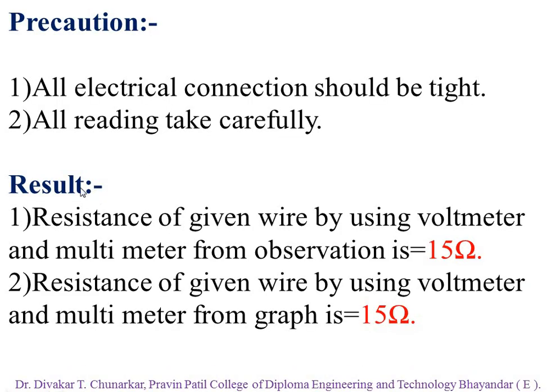After that we write the result. The resistance of the given wire by using voltmeter and ammeter from the observation is 15 ohm, and the resistance of the given wire by using voltmeter and ammeter from the graph is also 15 ohm. So our experimental value, our result, is correct: 15 ohm both from the graph and by observation.